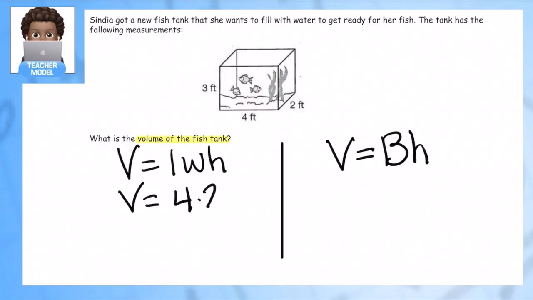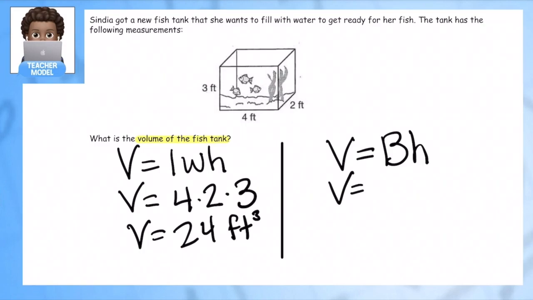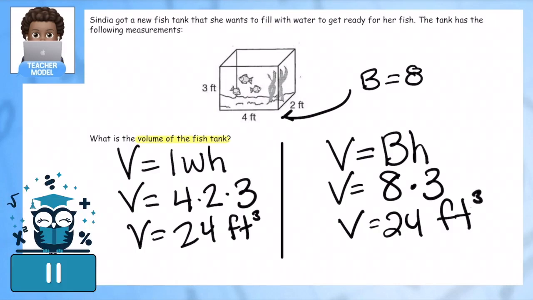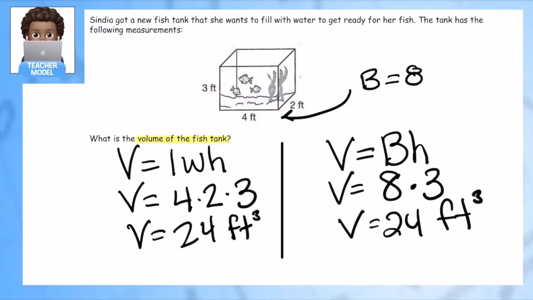So our length is 4, our width is 2, and our height is 3. 4 times 2 is 8, 8 times 3 is 24. So 24 feet to the third power. Let's say we were doing our second formula, base times height. All I would do is I figure out the base. So 8 times 3, and volume is still 24 feet to the third power. So hit pause, Math Marble, and put this into your notes. And now you can clearly see you can use either formula for figuring out the volume of a rectangular prism.